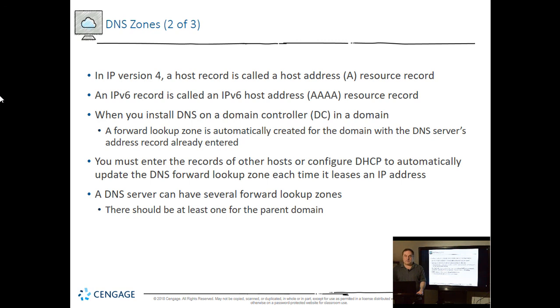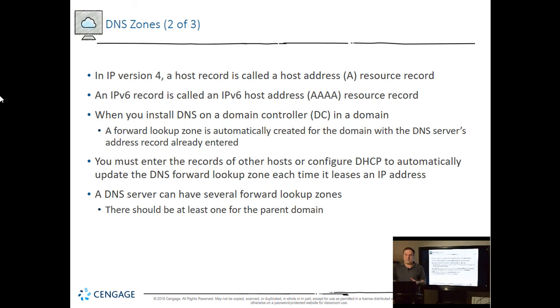We're using IP version 4, but there's also IP version 6 out there. Version 4 uses what's called a host record. So if you create a record, say for DC01, and DC01 is pointing to 192.168.0.1, well, that is a host record. DC01 points to this IP address. That's a host record. It's also referred to as an A record. IPv6 uses quadruple A resource records, but basically they're the same thing.